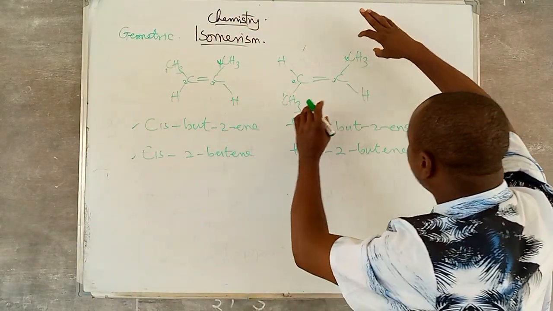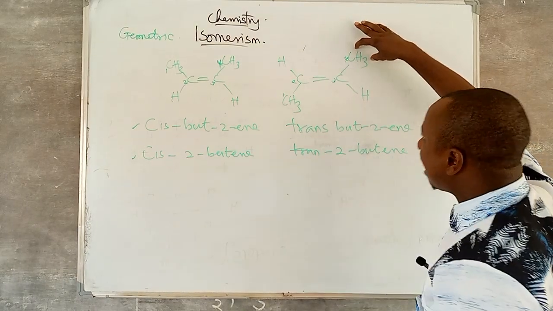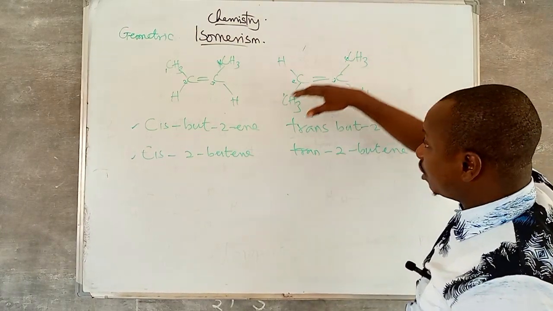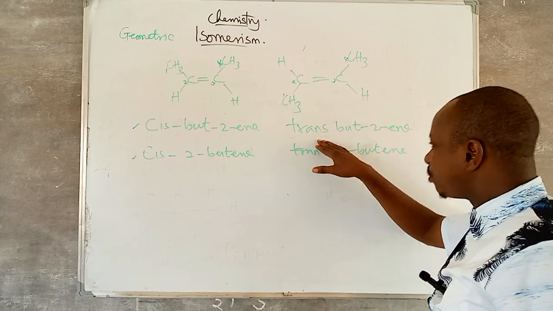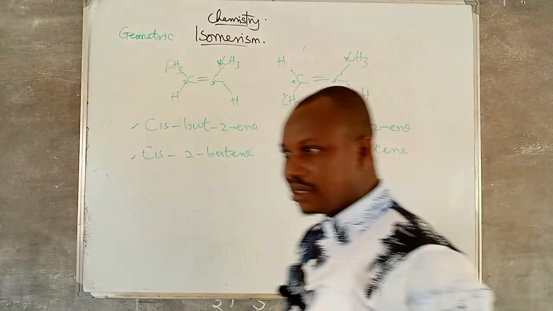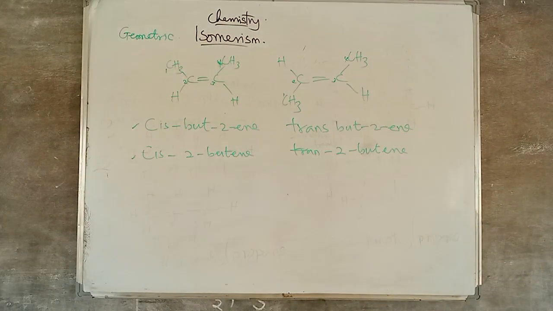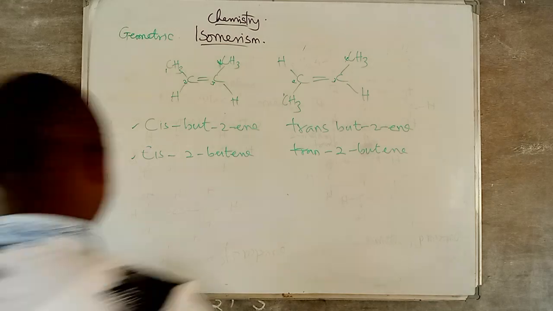But if you watch this one now, they are not facing the same side. One is up, another one is what? Down. That is why we have trans. Do you get it? Trans and cis isomers. That's what we have in geometric isomerism. Now let me give you another example.